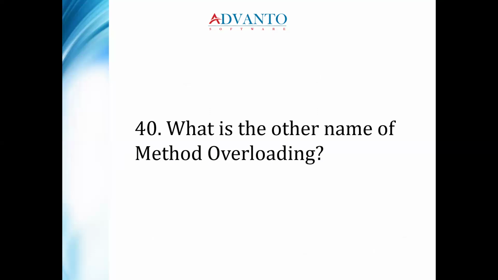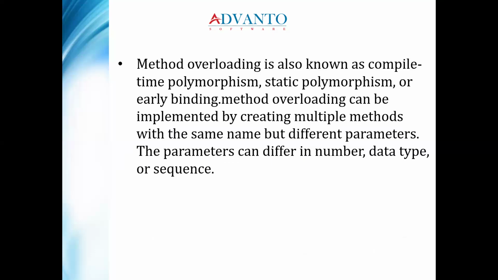Next, what is the other name of method overloading? Method overloading is also known as compile time polymorphism, static polymorphism, or early binding. Method overloading can be implemented by creating multiple methods with the same name but different parameters. The parameters can differ in number, data type, or sequence.